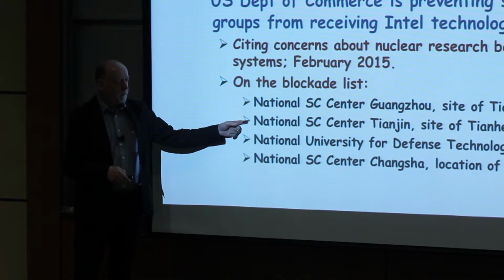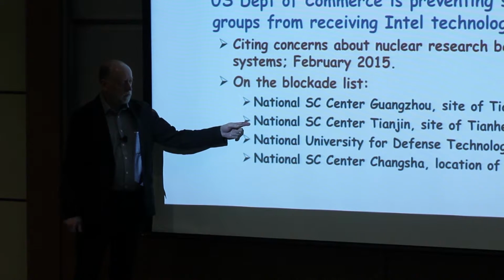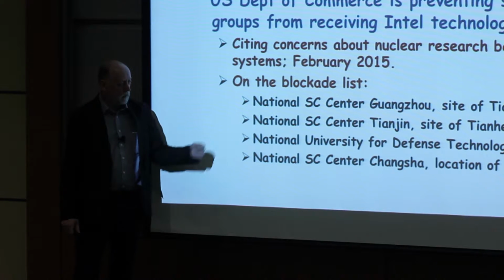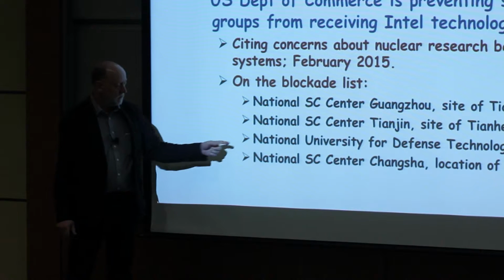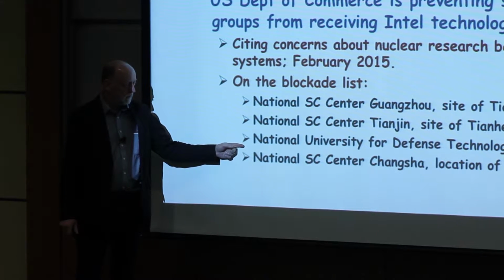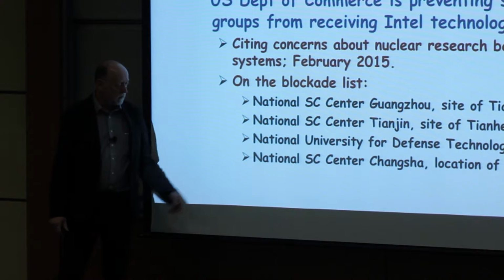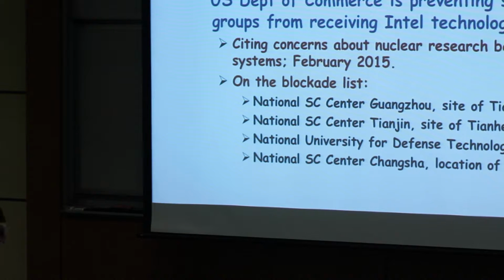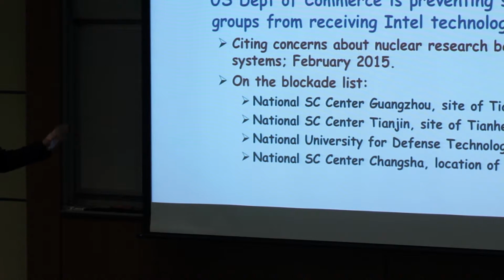Also, a machine which has a very powerful system, the Tianhe 1A, is in Tianjin, and it's prohibited from getting Intel parts. NUDT is no longer available to buy parts. They're the integrators, and the National Supercomputing Center in Shenzhen, that's where NUDT is located. They can't get it. So that hampers Intel from selling parts to the Chinese. But the Chinese say, okay, we'll make it ourselves.